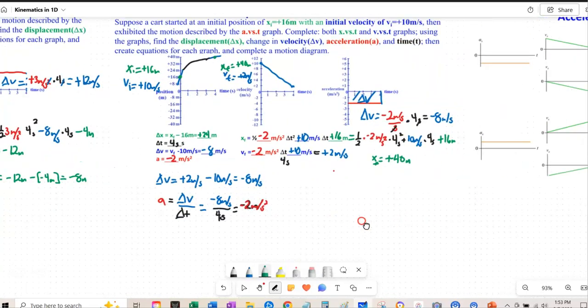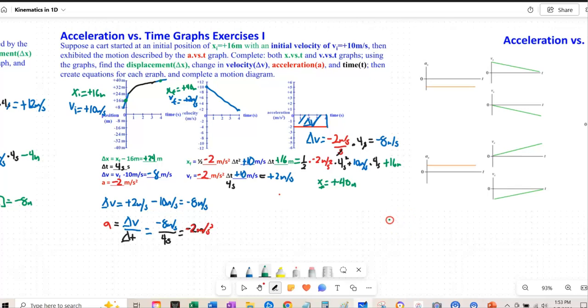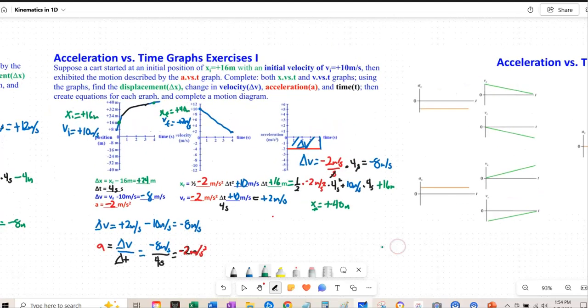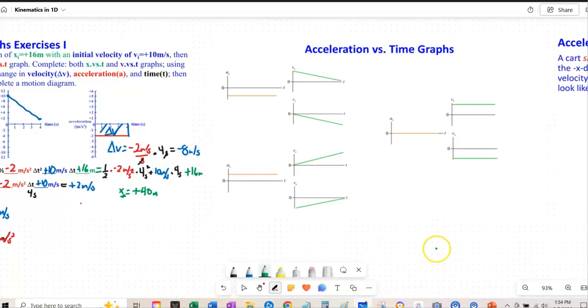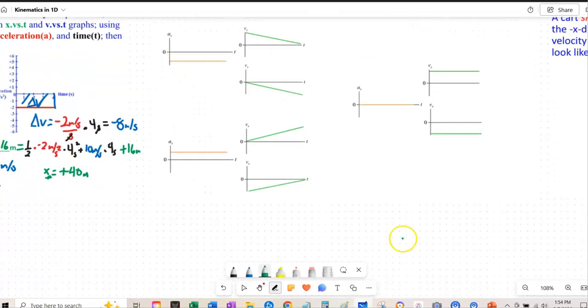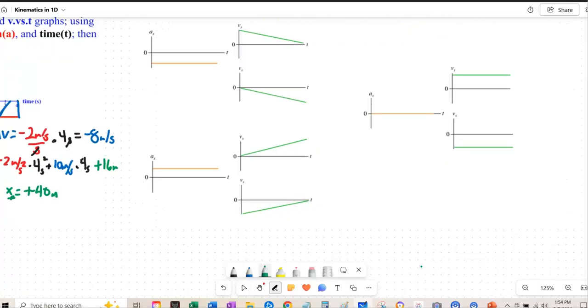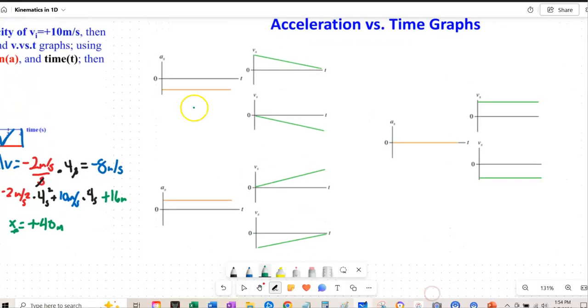Okay. So hopefully you learned a little bit about how acceleration versus time graphs interact with velocity versus time graphs, and you could use those things to construct a position versus time graph. Now, here's the basics. An acceleration versus time graph is related to velocity versus time graphs in that the acceleration is the slope in a velocity versus time graph.